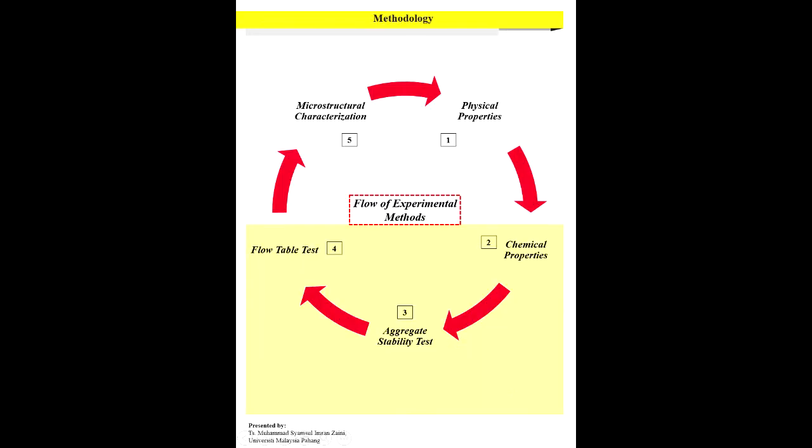For this investigation, there are several methodologies that we follow. The first one, we determine the physical properties. The second one, we determine the chemical properties. Then we proceed with the aggregate stability test. And then we go to the flow table test. And then lastly, we test for the microstructural characterization, whether we can see the change in the microstructure that leads to the stability of the aggregate of the bauxite.